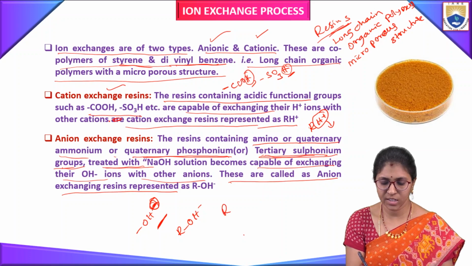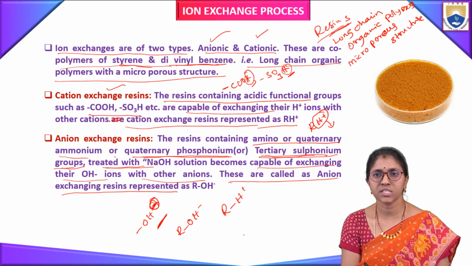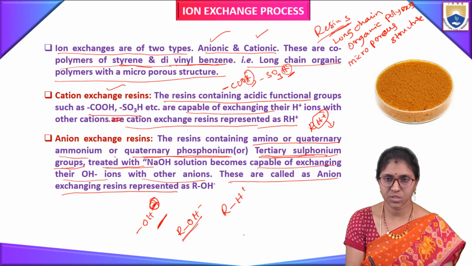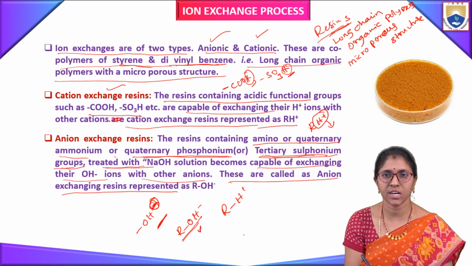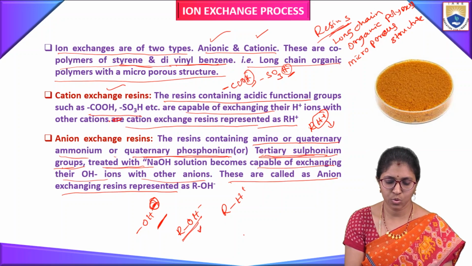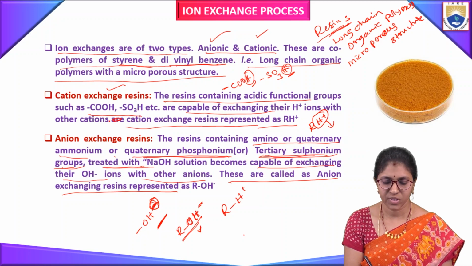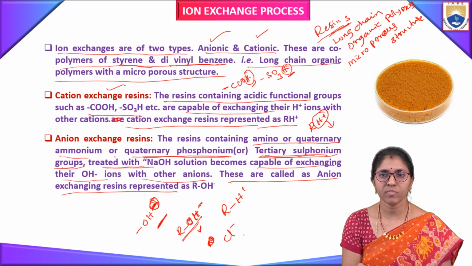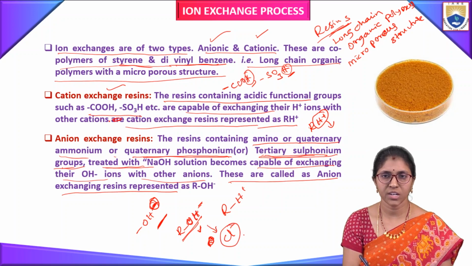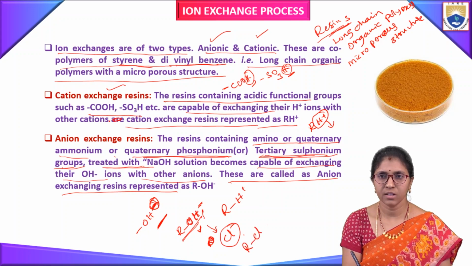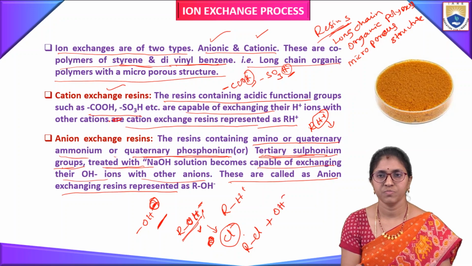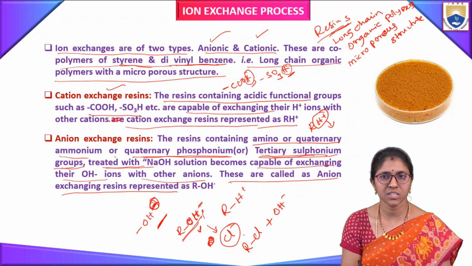And the cation exchange resin is represented by RH+. Here ROH- means the OH- ion is exchanged with any other anion. Here I am taking chlorine. So this will have the capability of exchanging chloride ions with OH-, giving RCl plus OH-. This is the work of the anion exchange resin.